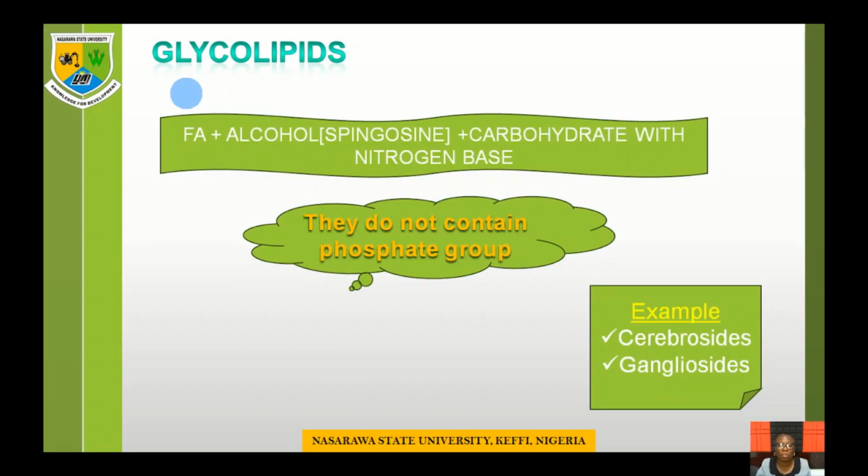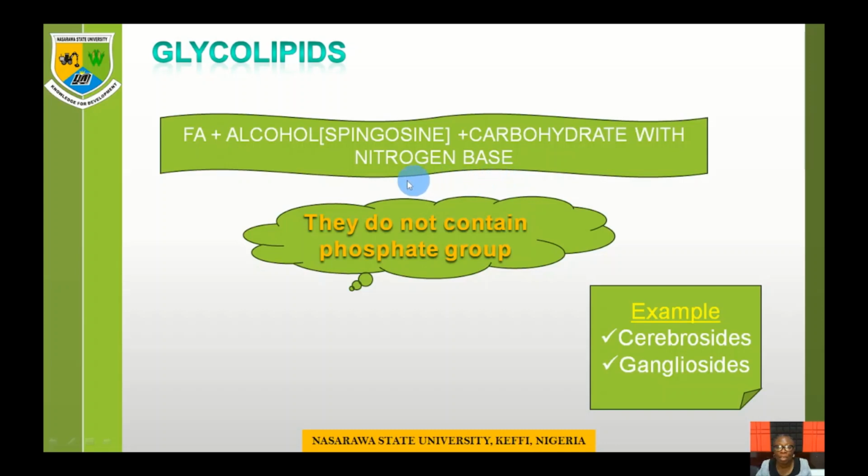The second type of complex or compound lipids are the glycolipids. The glycolipids are slightly different from the phospholipids. The glycolipid contains fatty acid, contains alcohol, which is also sphingosine, but it contains carbohydrate with nitrogen base.